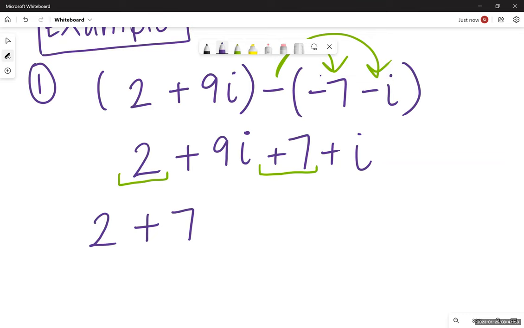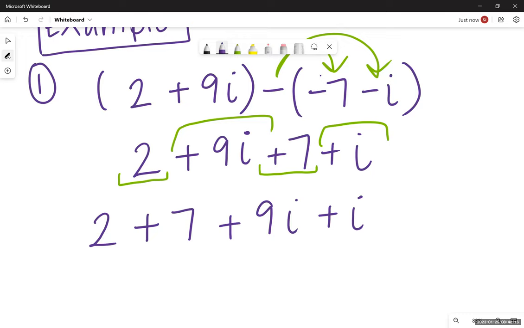I'm going to just kind of rewrite them next to each other. And then I notice I have a positive 9 and a positive i. So I'm going to write them next to each other, maybe doing this and kind of writing the terms that are alike next to each other. And then the last step will actually be adding or subtracting them instead of looking at them in all different kinds of places. Rewrite it.